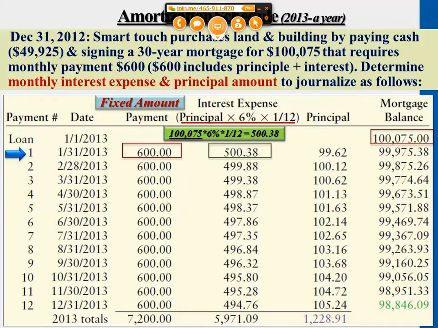Once you figure out the interest portion, remember the fixed amount breaks down into an interest portion and a principal portion. The fixed amount in this case is $600. The interest portion, you got from calculating it in the green box, $500.38. Then the remaining is the principal amount, $62. So this is the first month.